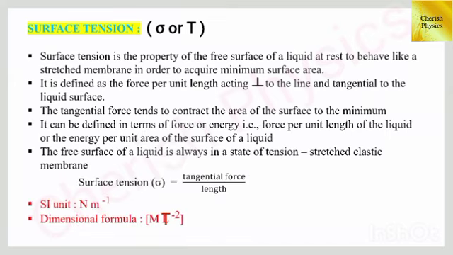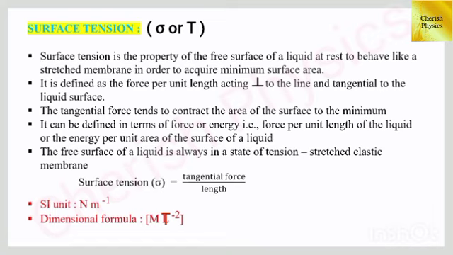It is defined as the force per unit length acting perpendicular to the line and tangential to the liquid surface. It can be defined in terms of force or energy. In terms of force, it is force per unit length, and in terms of energy, it is energy per unit area. The formula of surface tension: sigma equals tangential force divided by length. The SI unit of surface tension is Newton per meter. Its dimensional formula is M T to the power minus 2.